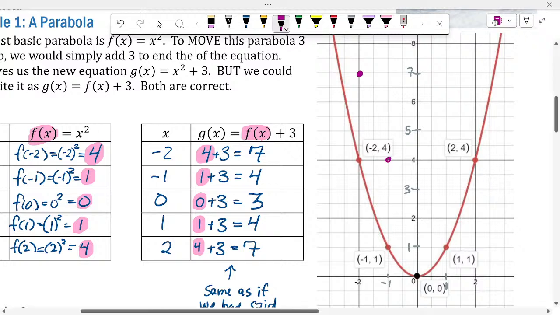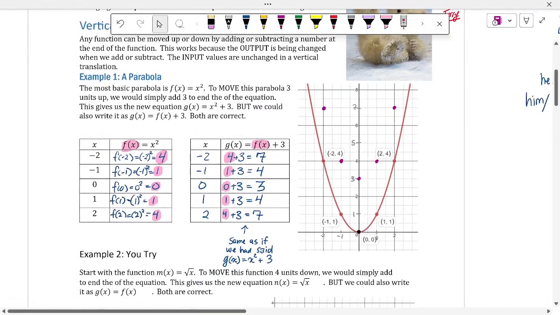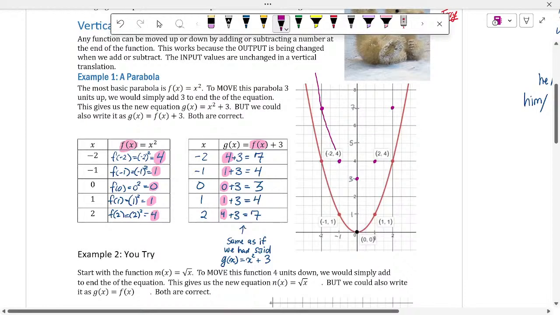Okay, and then where does 0 land? At 3. And where does positive 1 land? At 4. And where does 2 land? At 7. Okay, and if we were to draw this parabola, it should look more or less, maybe less, like that.